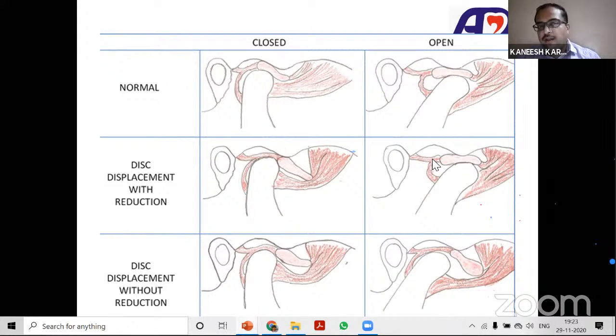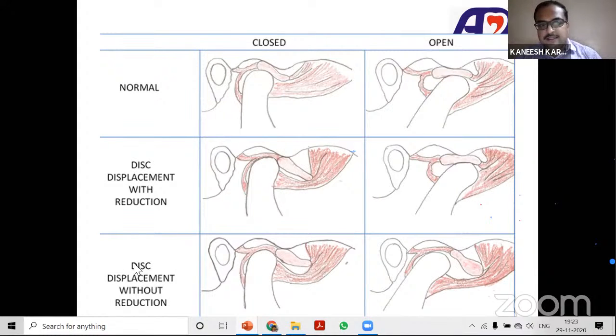So you hear an opening click when the disc is surpassed by the condyle. For example, if this is the disc, when the condyle surpasses this, there will be an opening click, and when it gets behind this, it gives a closing click. Okay, so this is disc displacement with reduction.